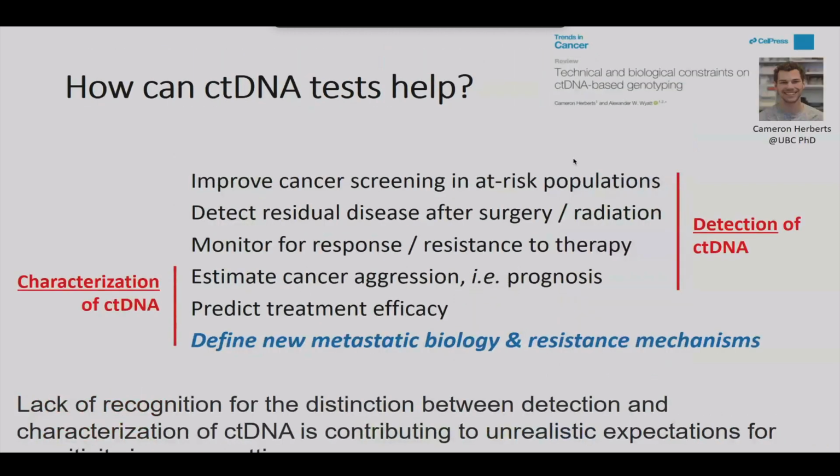So the final thing I'll talk about in the last couple of minutes is a little bit about defining new biology and resistance mechanisms. So here we're not necessarily directly about to impact the clinic, whereas I think some of those other things I've mentioned are much more ready for prime time. Now, how can we use ctDNA to understand what's going on in our patients that are progressing?